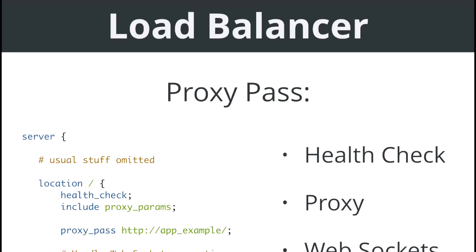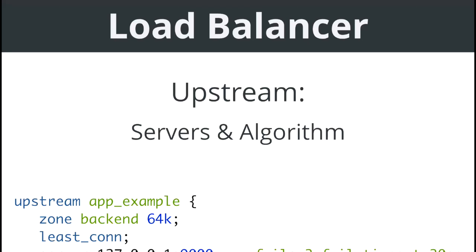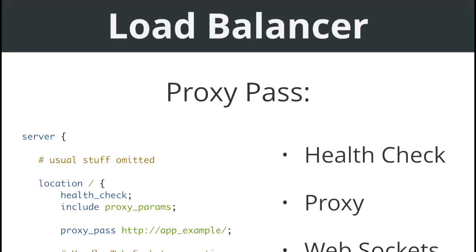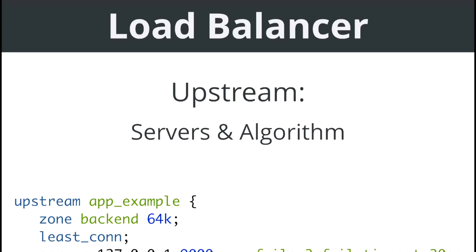The first thing you see here is I've told Nginx to health check the upstream servers. So health check will run checks against the servers, and if it finds a server has failed or is not responding, it will stop sending requests to it. This works in conjunction with the zone backend 64K here.